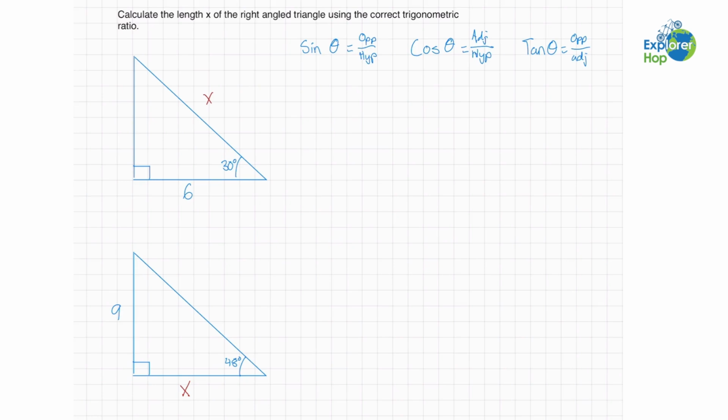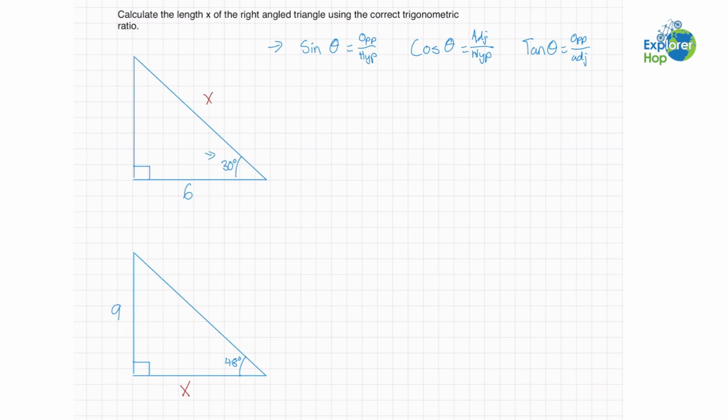Today we're going to calculate the length of x of the right angle triangles using the correct trigonometric ratio. So as you can see over here, I've written out all the trigonometric ratios. Now in order to find out which trigonometric ratio to use, the first thing to do is you pick an angle. Let's use this angle given here.